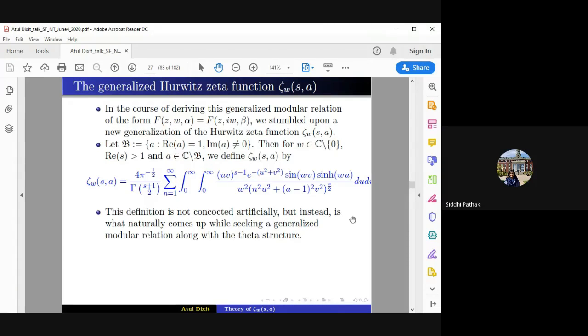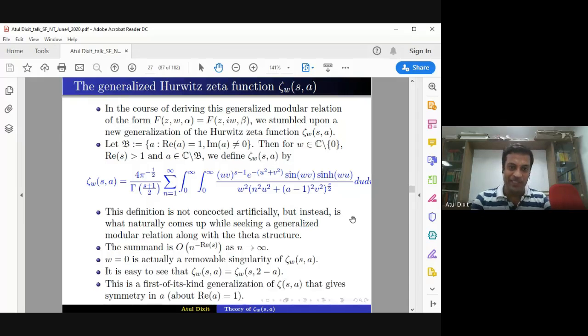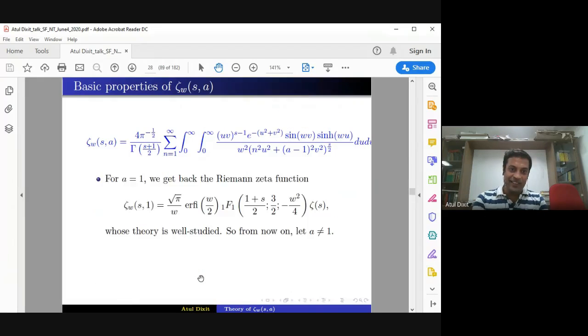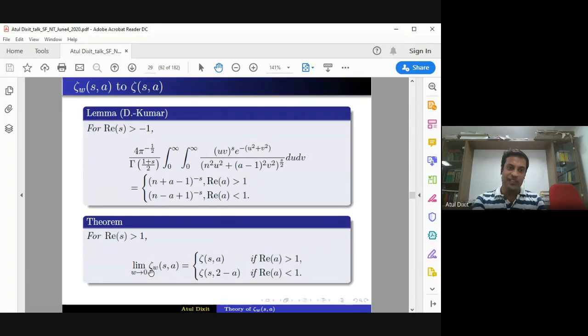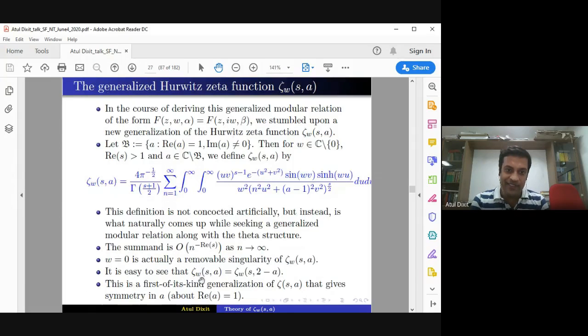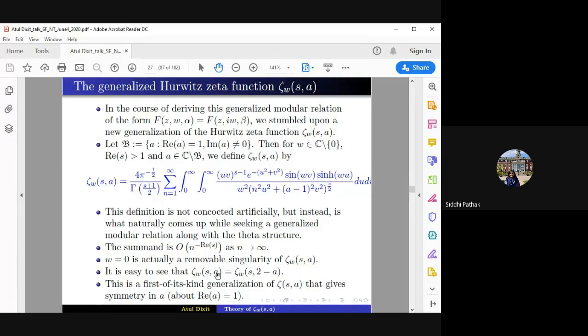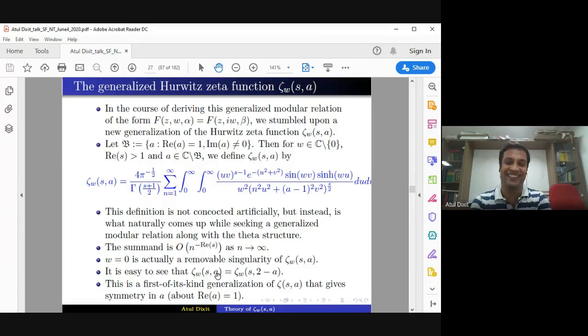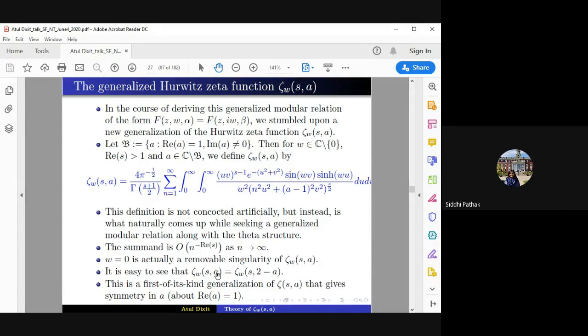But right. So let me just show here. So this zeta of s comma a, zeta sub w of s comma a. Sorry. Yeah, here. Zeta sub w of s comma a. So when I put s equal to 0 with the analytic continuation, yes, you are right. Yeah, we will get this symmetry. Yeah. Okay. I thought that would be interesting. Yes. Right. Okay, thank you so much, Atul. Yep. Thanks, Siddhi.